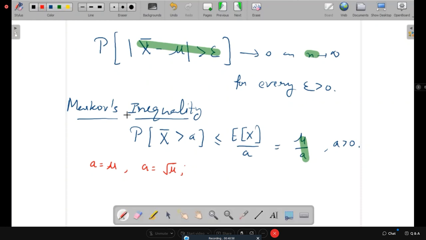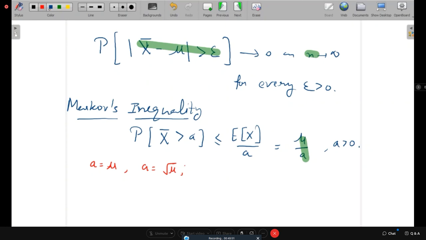Does this signify anything? What I'm trying to ask you is, for the case a equals to root mu, probability of x bar greater than square root of mu. Mu cannot be greater than 1. Less than equals to, this is going to be square root of... Why is it saying that mu cannot be greater than 1? Mu can be greater than 1 because probability cannot be greater than 1.